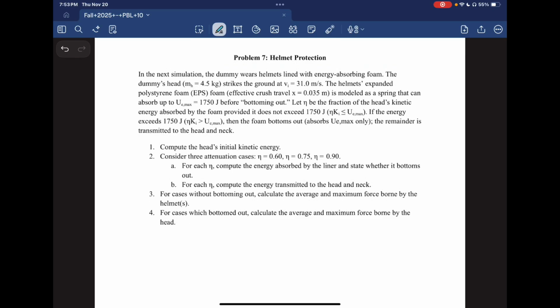All right, now somebody has the brilliant idea to give the dummy a helmet. Very happy for our dummy. His head weighs 4.5 kilograms. It hits the ground at 31 meters per second. The helmet's foam can squish or crush 0.035 meters. It's a spring. It can absorb up to 1750 joules before bottoming out.